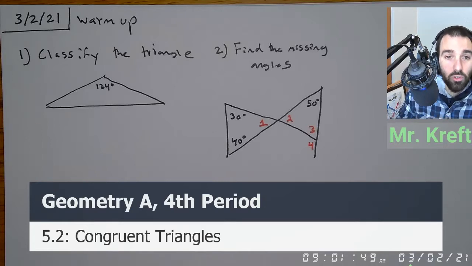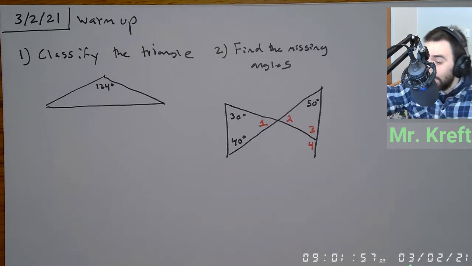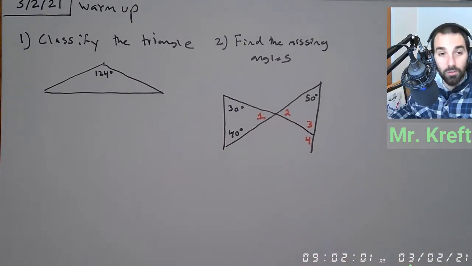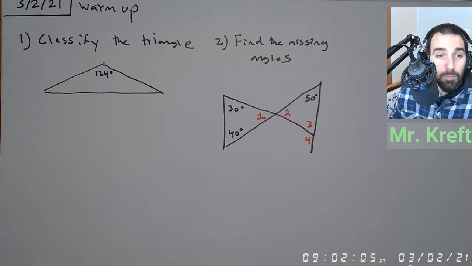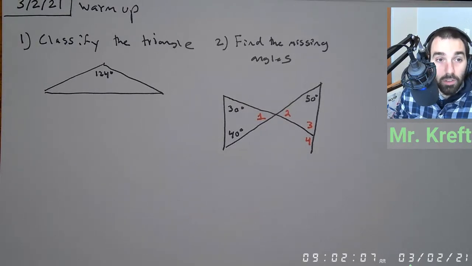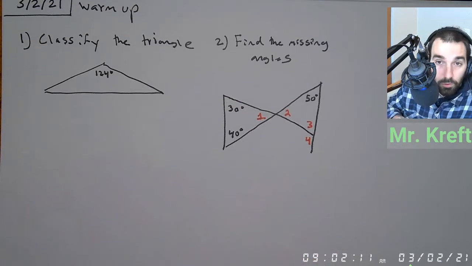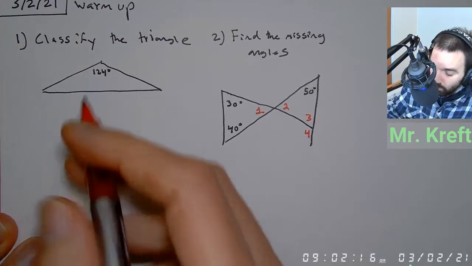We're going to continue with our triangle theme. Today we're going to talk about congruent triangles, and then go from there. First, we're going to go over this little warm-up. Yesterday we talked about classifying triangles, and we talked about finding missing angles using the triangle sum theorem.